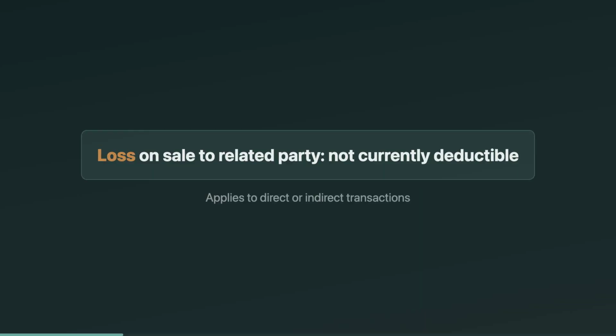When a partnership sells property at a loss, that loss is usually deductible. But if the sale is directly or indirectly between related parties, the loss is not currently allowed. On the EA exam, this shows up as a trap. You compute a loss, then you're told the buyer is related, and the correct move is to disallow or suspend the loss instead of deducting it now.